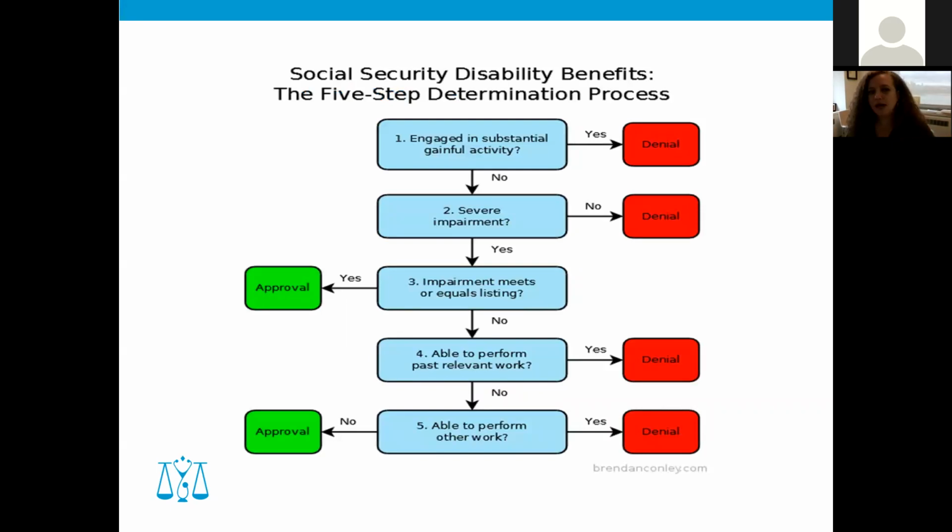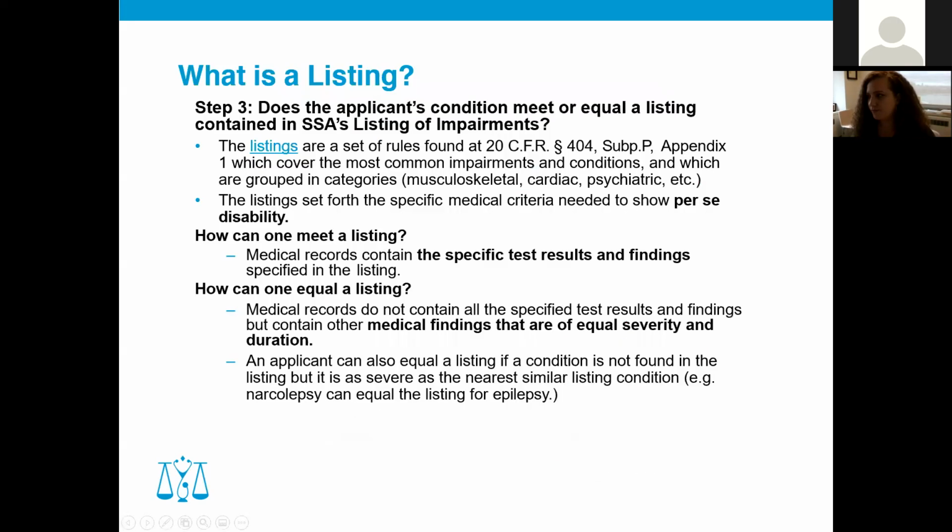So this is the 5-step determination process for Social Security. Again, those are the questions that we ask, and if you answer yes, then you're automatically denied, and that's the process that Social Security goes through in order to make sure that a person is eligible. Now, the first two are self-explanatory. We talked about substantial gainful activity and severe impairment. Now, what is equal or meet a listing? I wanted to talk a little bit more about that part.